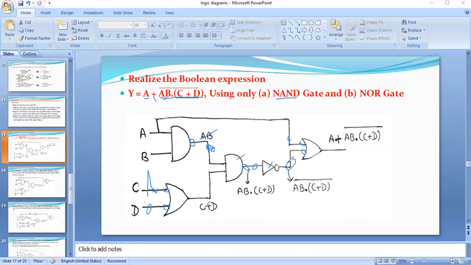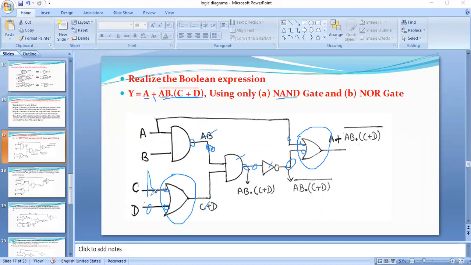What do we have to do? Just replace the bubbled OR gate by a NAND gate. Instead of this bubbled OR gate, you have to replace it with a NAND gate. And instead of this one here, you also have to replace it with a NAND gate.